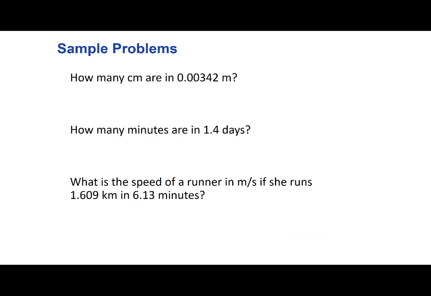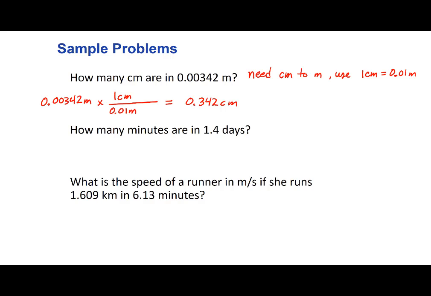Here are 3 sample problems to work on. The first one's not in your lecture notes, but it's a good challenge anyway. Please pause the video, work on the problems, and then restart the video to see if you got them right. Here's the solution to the first one, taking 0.00342 meters and converting to centimeters. Notice how the units of meter cancel out because it's in numerator and denominator, reduces to 1, and disappears.